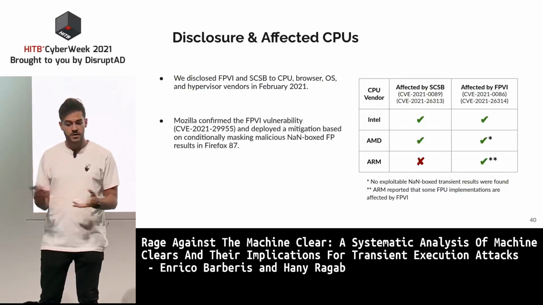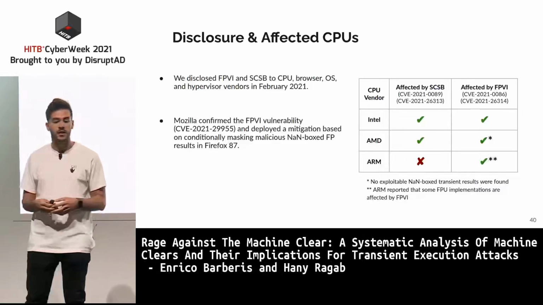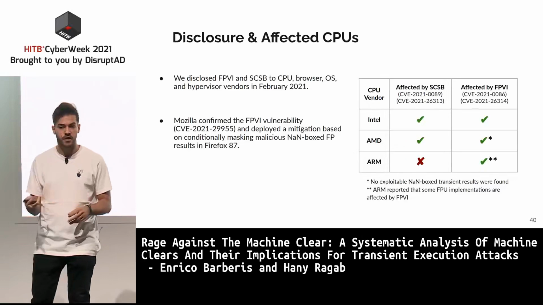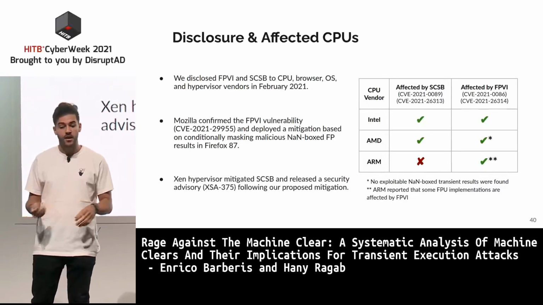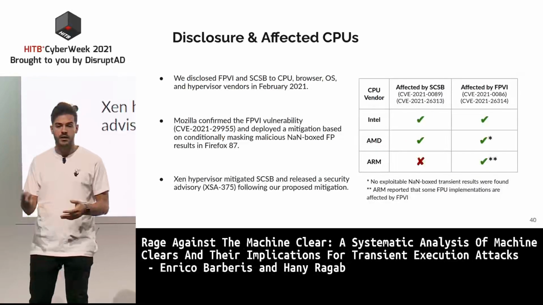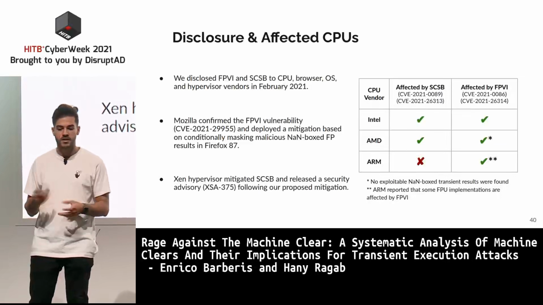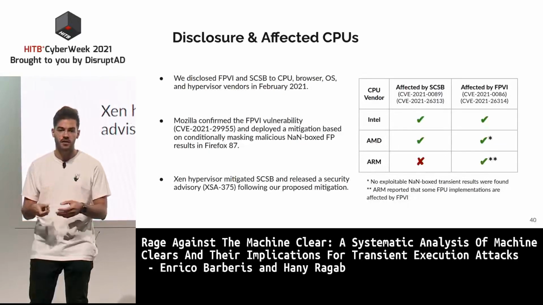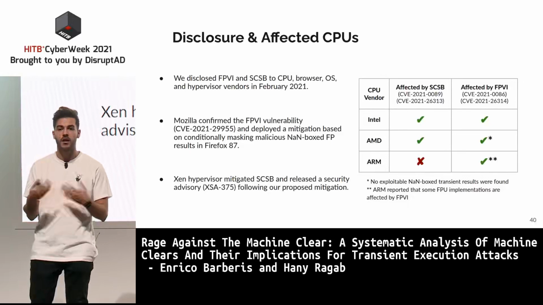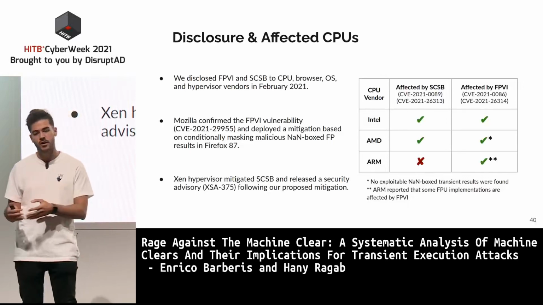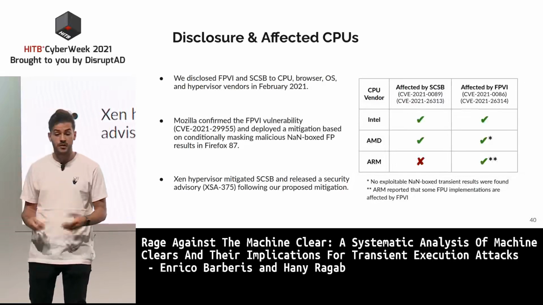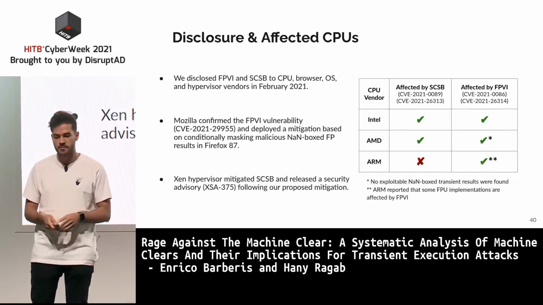Mozilla confirmed the vulnerability and deployed a mitigation based on conditionally masking malicious NaN-boxed floating point results, starting from Firefox 87 and on. And also the Xen hypervisor mitigated speculative code store bypass and released a security advisory following our proposed mitigation, which is basically issuing a serializing instruction after we store the new code in the case of SMC. So we make sure that code and data are coherent. And then when we try to call the new code, we are also executing it on the microarchitectural level, and therefore avoiding a self-modifying code machine clear.